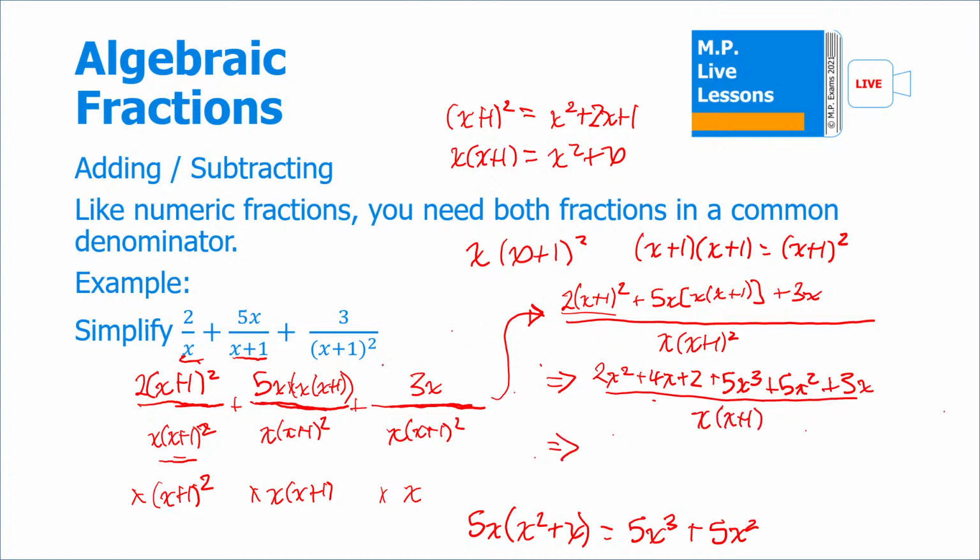If we just tidy everything up now, so we have 5x cubed on its own. We collect all the x squared terms. Collect all the x terms together. And we just have the number on its own, and it's still divided by x and x plus 1. And we still can't simplify anything, I think.